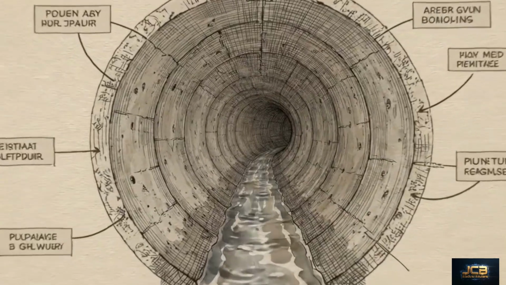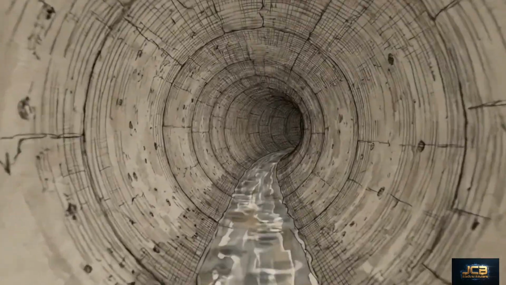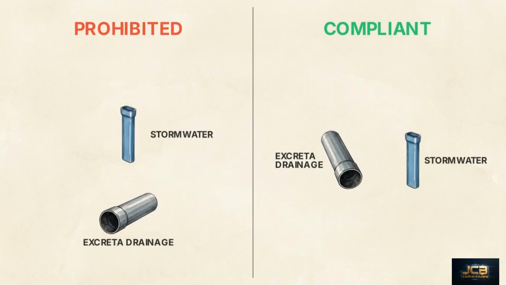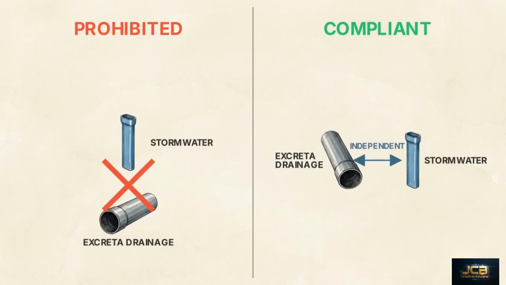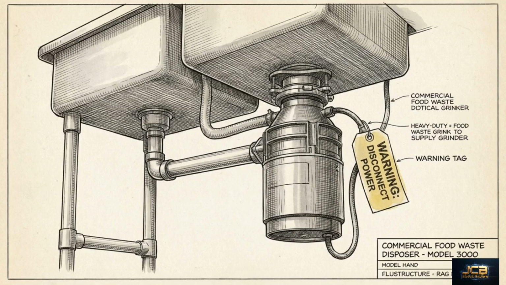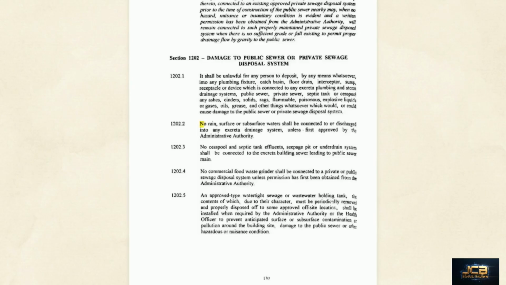The building sewer is an exclusive corridor. It is not designed to accept every type of liquid waste on the property. The most critical ban is on stormwater. Rain and surface water must never enter the excreta drainage system. They require their own independent pipeline. Furthermore, raw effluents from cesspools or septic tanks are prohibited from entering a building sewer that leads to a public main. Commercial food waste grinders are also restricted and cannot be connected without explicit permission from the administrative authority. Sections 1202.2 through 1202.4 specify these exclusions, ensuring that rainwater, septic sludge, and commercial solids are kept out of the main sewer.